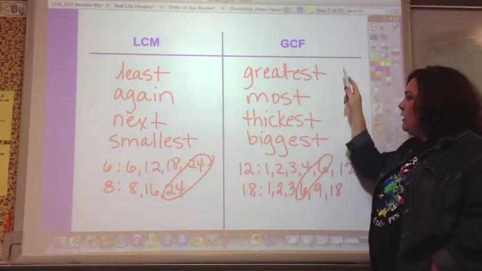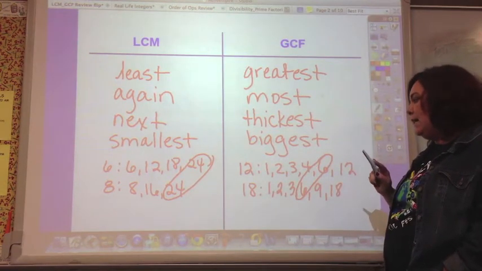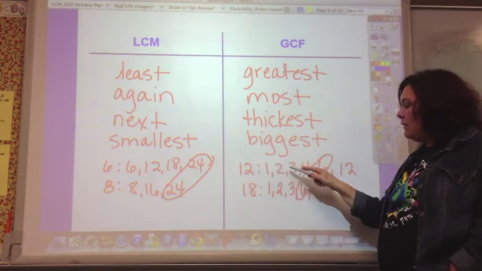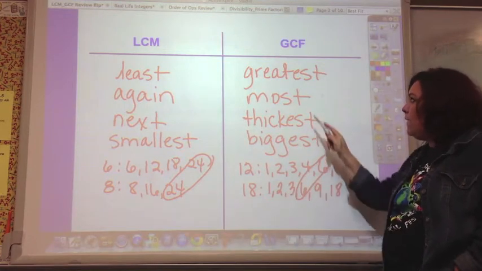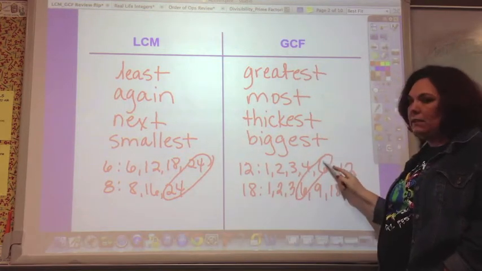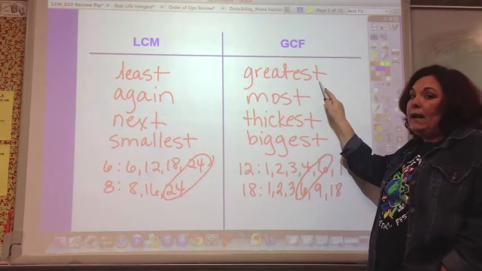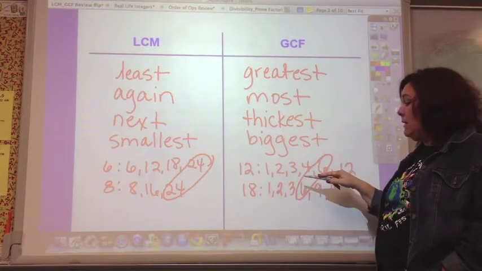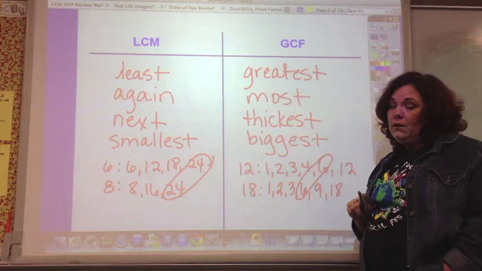Greatest common factor is greatest, most, thickest, biggest, any combination of that. And you've got the two numbers, and factor means to factor them out. And so you find all the factors of those numbers, and you find the greatest one in the list. Now, this is where it's misleading. This is greatest, but the number, the answer, the factor is going to be smaller than the two numbers that you start out with. So it's opposite.